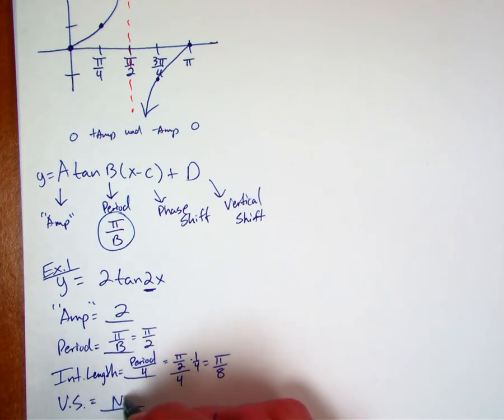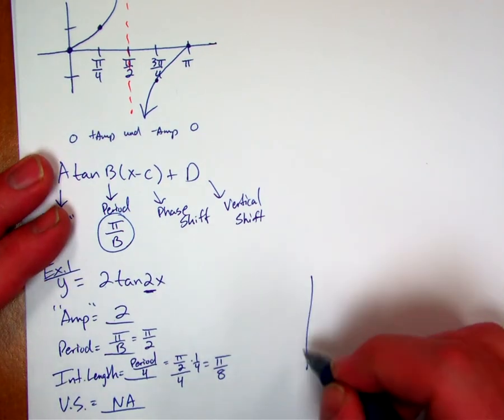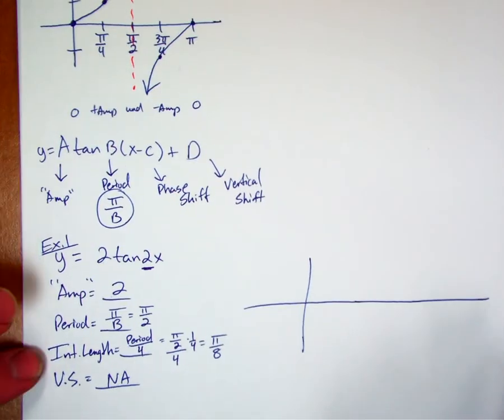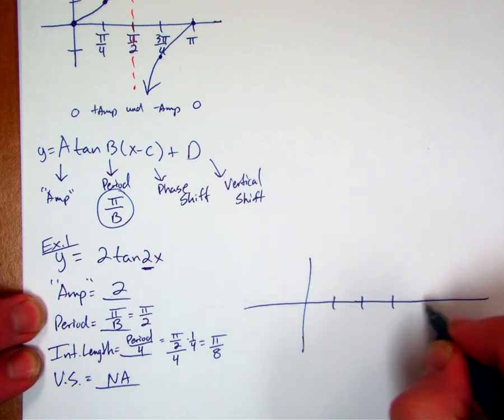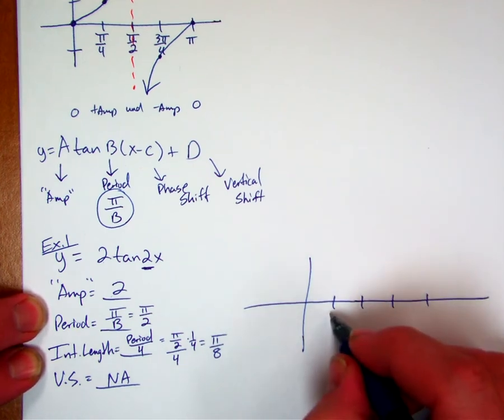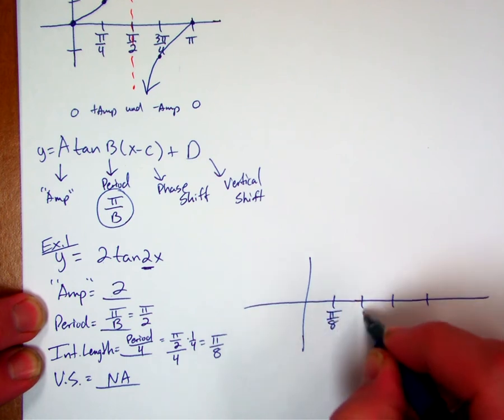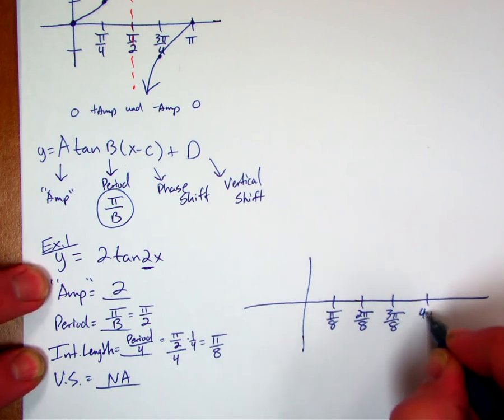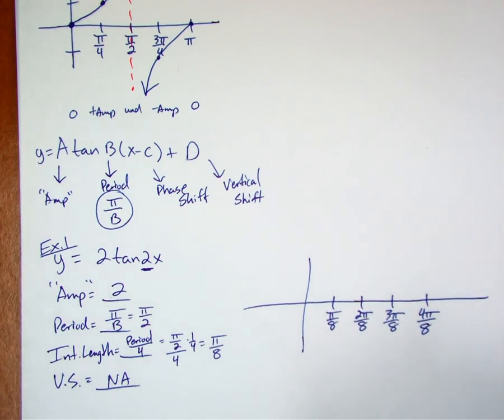There was no vertical shift, so we don't need to worry about it. We're ready to graph. I am still counting by my interval length, folks, and I'm still stopping at the period. So go ahead and get me some tick marks out here. My first interval length is pi over 8. Add another pi over 8, you're at 2 pi over 8, 3 pi over 8, and 4 pi over 8. Okay?